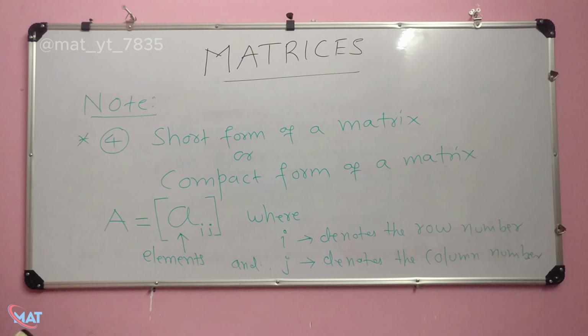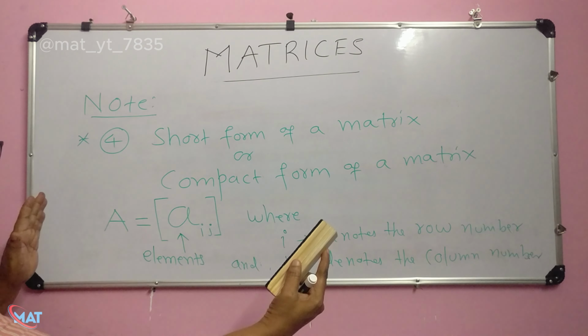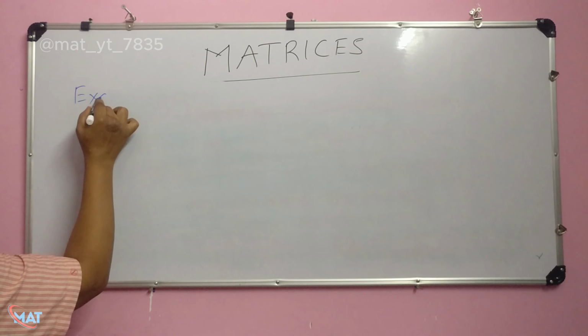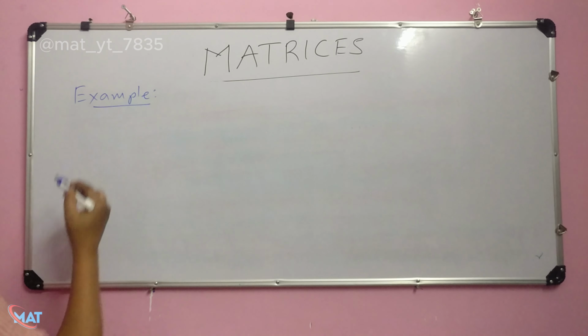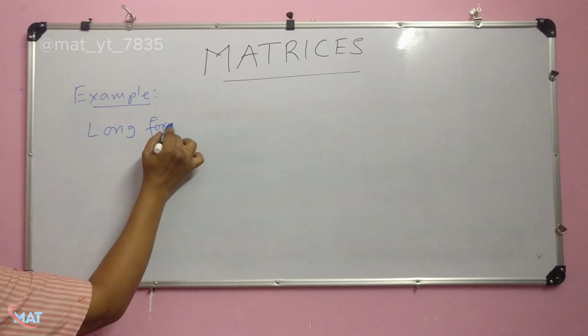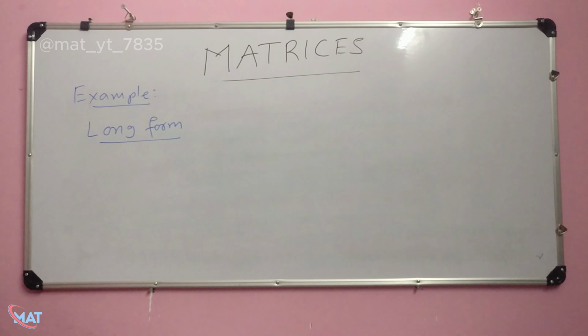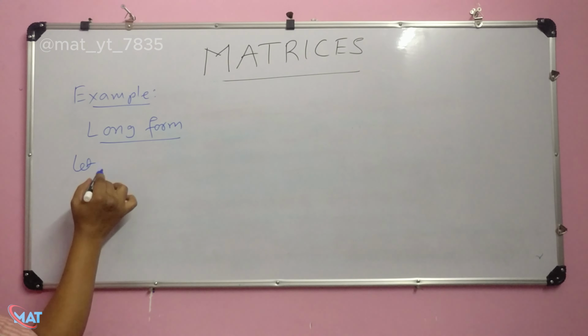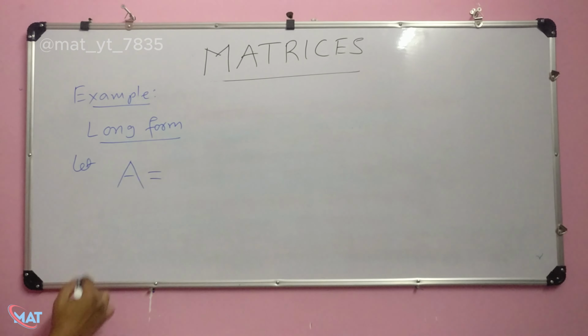Hope you are able to follow the terminology and the sentences I am going to use here. Let us see one example for this. I will give the expanded form and also the short form for this. How to show a given matrix in long form and short form. Example. Generally in textbooks, they give long form. Let us say I write capital A.